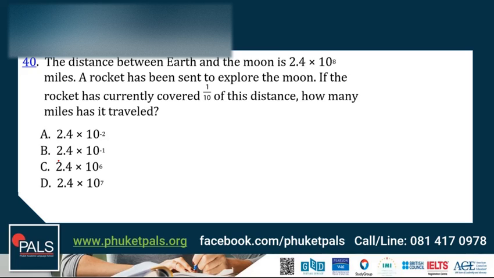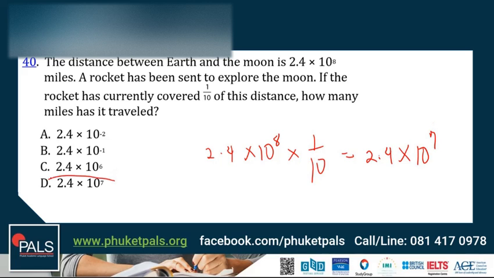So to find 1/10 of 2.4 times 10 to the power of 8 is to multiply it by 1/10. So 2.4 times 10 to the power of 8 times 1/10. Now, solving, the answer is 2.4 times 10 to the power of 7. The answer is letter D.